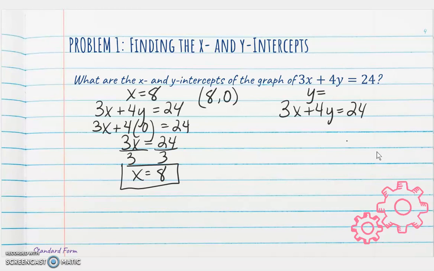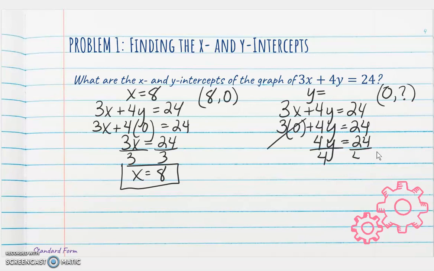Now let's solve for y. Likewise, if y is unknown, this means x is going to be 0. So we're going to plug in 0 for x. That'll give us our y value. This basically goes away. So we're left with 4y equals 24. We're going to divide both sides by 4. y equals 6. So when x is 0, y is 6.